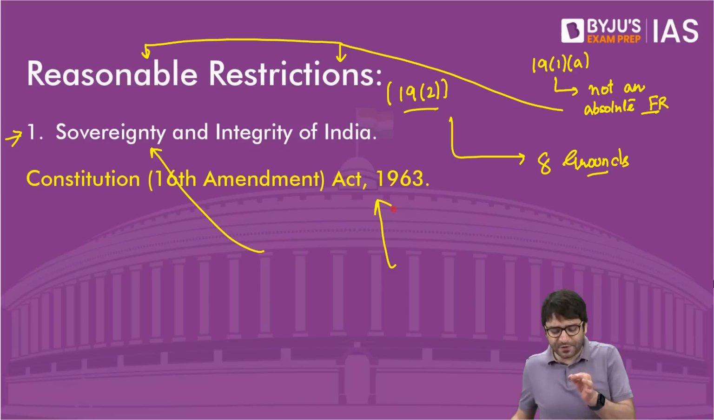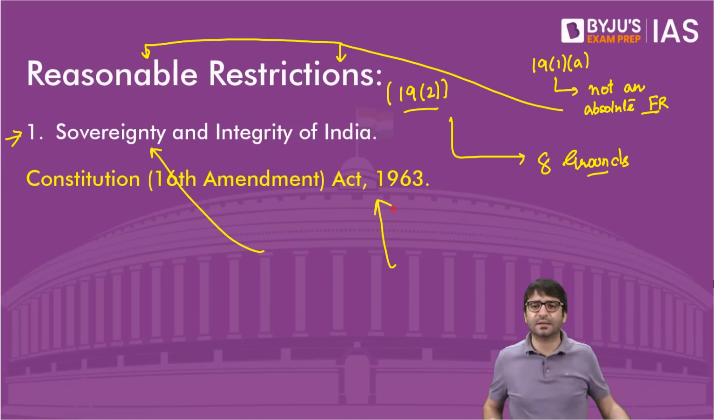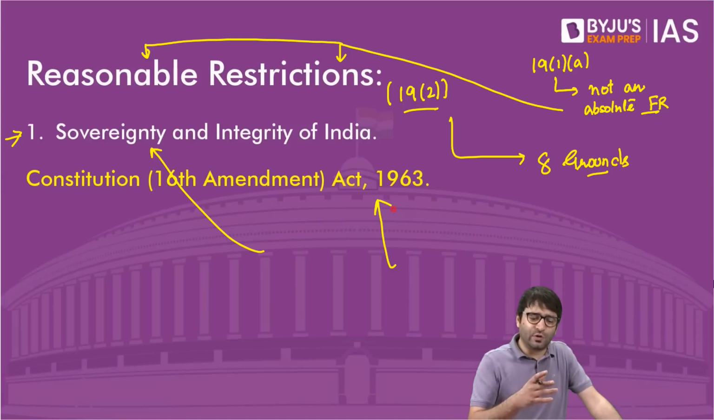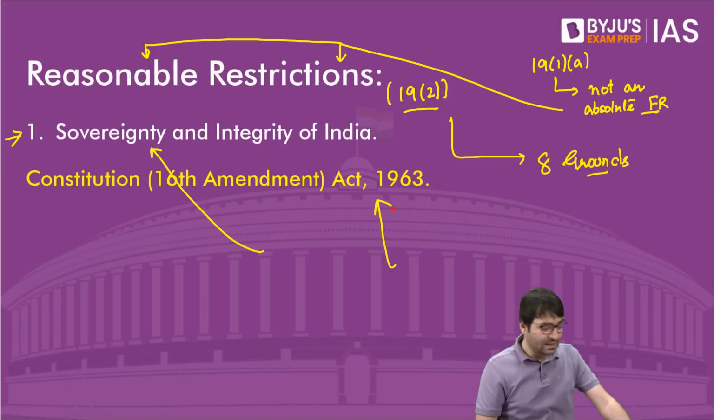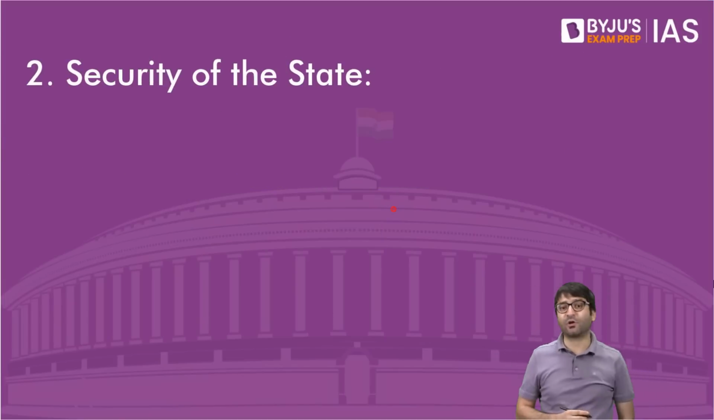But when we say freedom to say whatever you want to say, express whatever you want to express, that doesn't mean your tongue would be like a knife, saying and uttering anything that it wants to utter. There are reasonable restrictions. One such restriction is your freedom of speech and expression should not go against the sovereignty and integrity of India. Second restriction, security of the state.